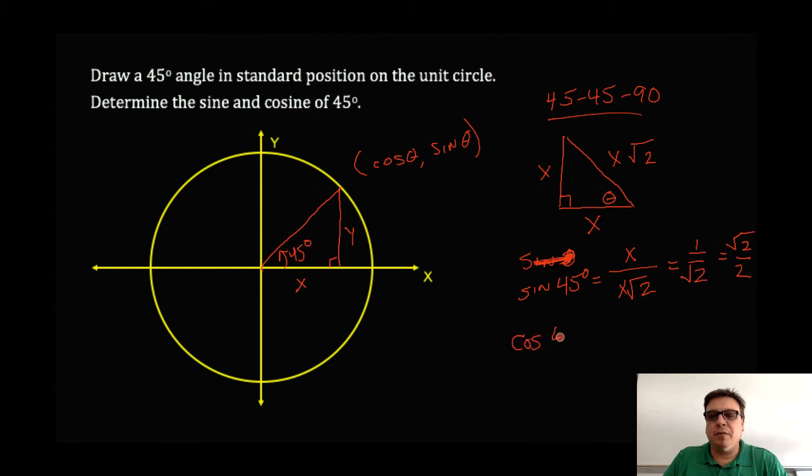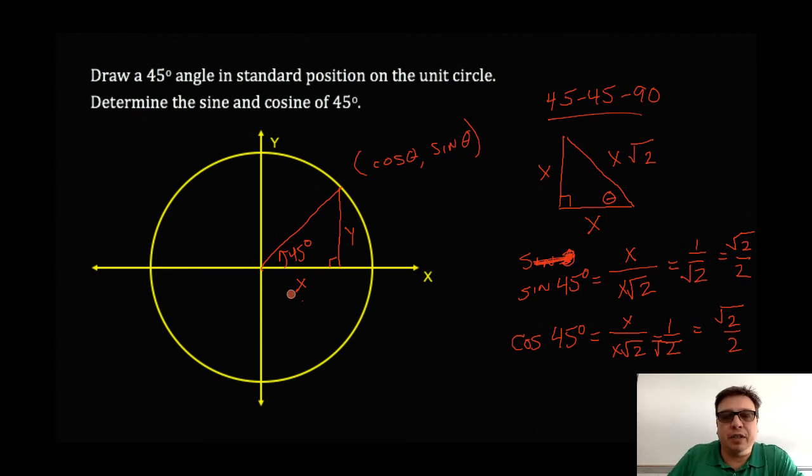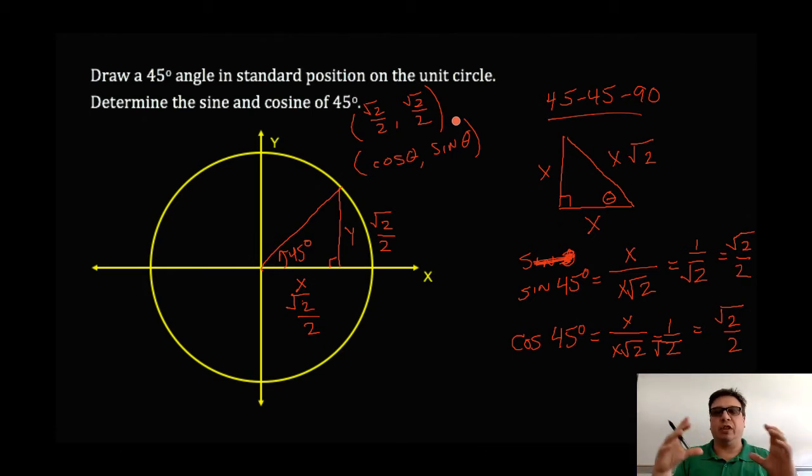Cosine of 45 degrees is equal then to the adjacent side divided by the hypotenuse, which is the exact same mathematics. So the nice thing is, with 45 degrees, they're the exact same value. So when I look over here, this side length is square root of 2 divided by 2, and this side length is square root of 2 divided by 2. So the point is actually square root of 2 divided by 2, square root of 2 divided by 2. And again, all of these things relate to each other.